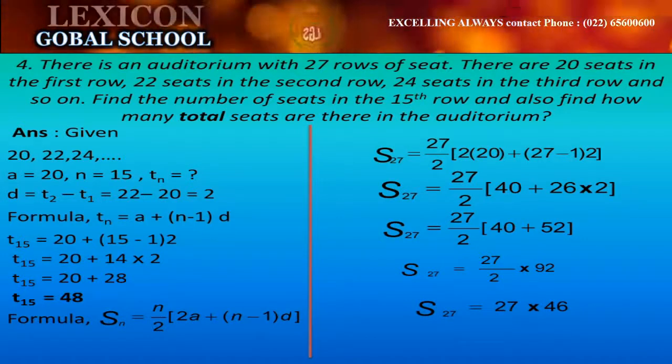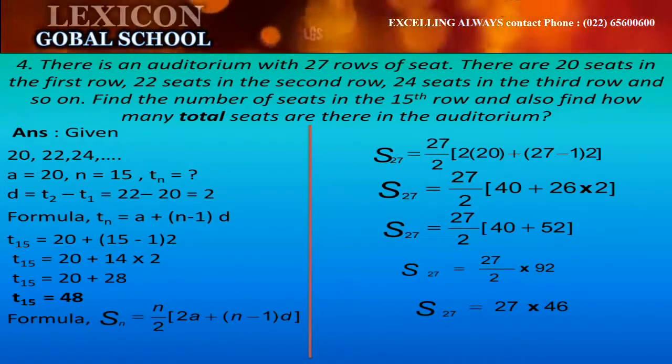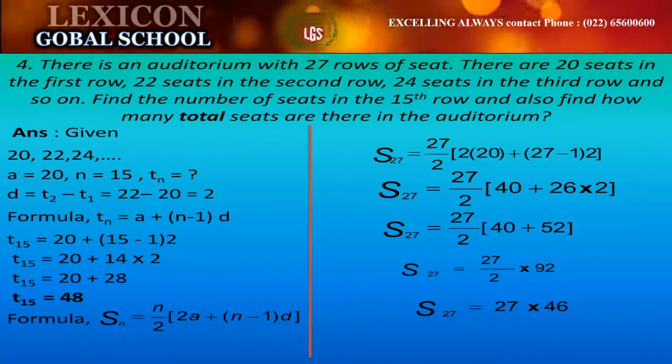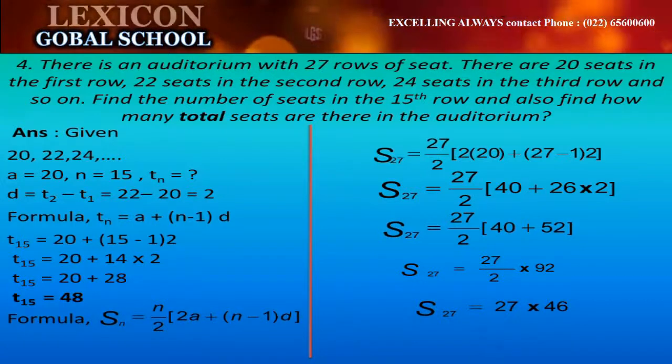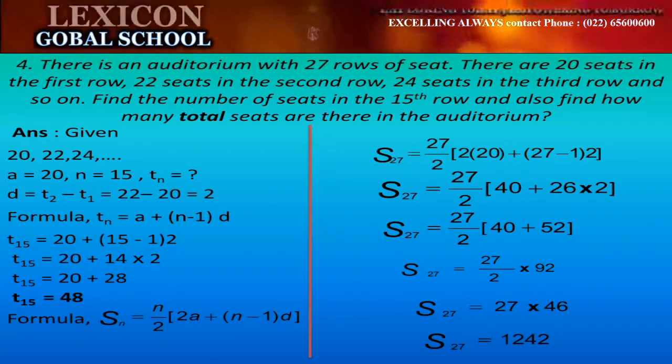S27 is equal to 27 into 46. We divide 92 by 2. When you divide 92 by 2, you get your answer as 46. When you multiply 27 into 46, you get 1242. So how many total seats are there in the auditorium?